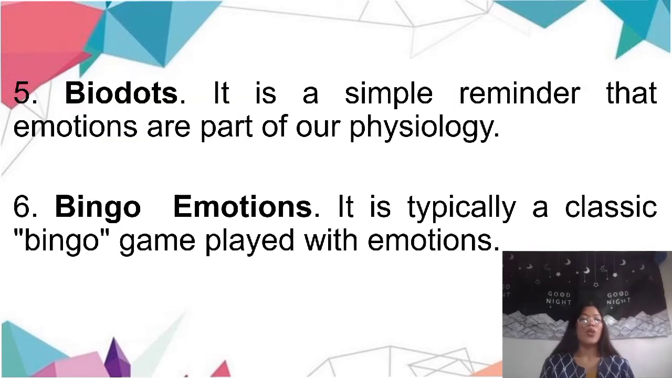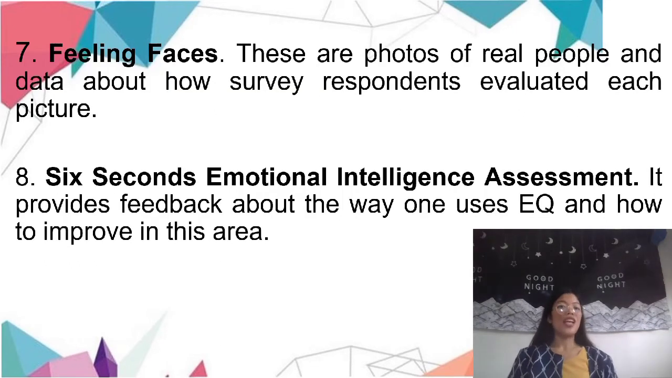Number 5, Bayou Dots. It is a simple reminder that emotions are part of our physiology. Number 6, Bingo Emotions. It is typically a classic bingo game played with emotions. Number 7, Feeling Faces. These are photos of real people and data about how survey respondents evaluated each picture. Number 8, 6 Seconds Emotional Intelligence Assessment. It provides feedback about the way one uses emotional intelligence and how to improve in this area.